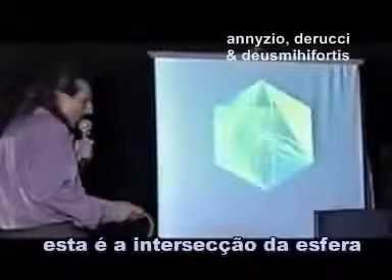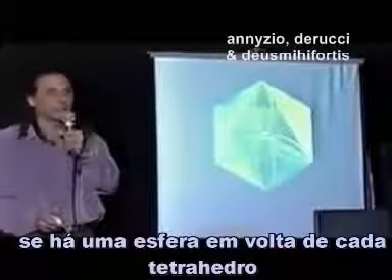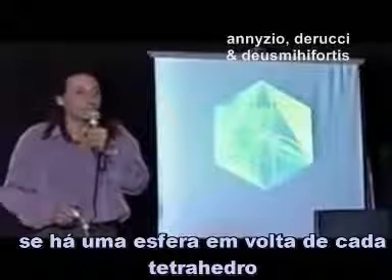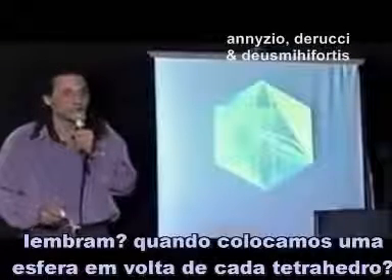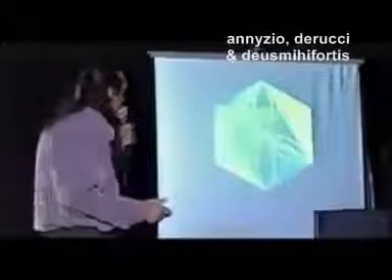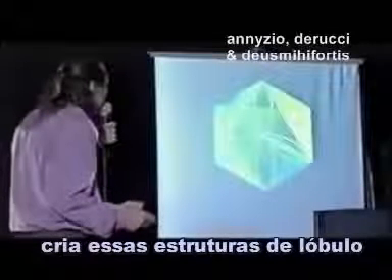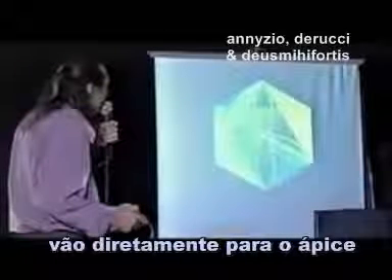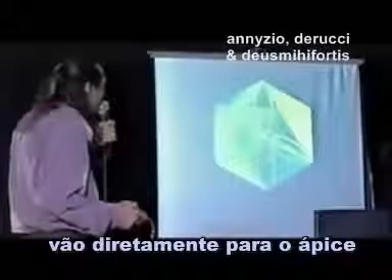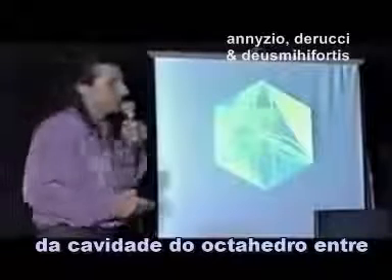You see? That's the intersection of the sphere, if there's a sphere around each tetrahedron. Right? Remember? You put a sphere around each tetrahedron. Now they intersect, creating these lobe structures. And these lobes, these petals, go directly to the apex of the octahedron cavity between the tetrahedrons.